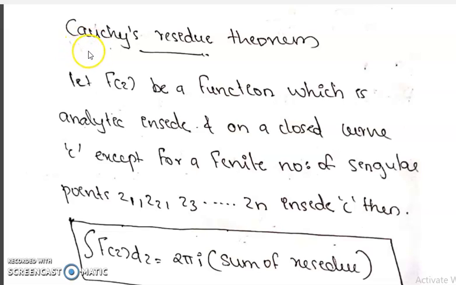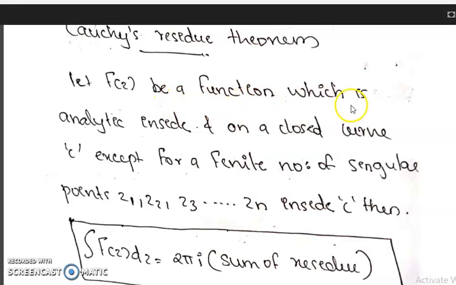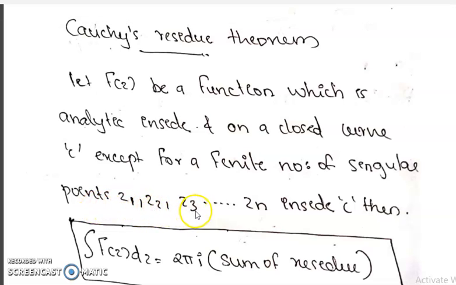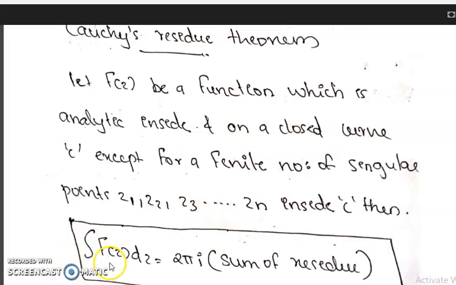So let us learn Cauchy's residue theorem. Let f(z) be a function which is analytic inside and on a closed curve C except for a finite number of singular points z1, z2, z3, etc. zn inside C. Then the integral of f(z) dz is equal to 2πi into the sum of residues.